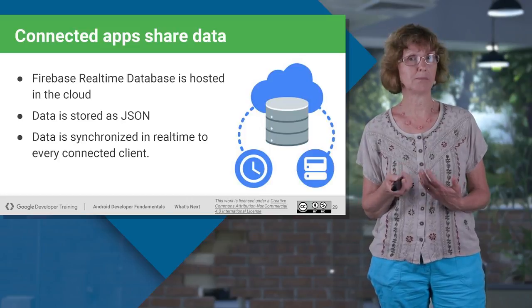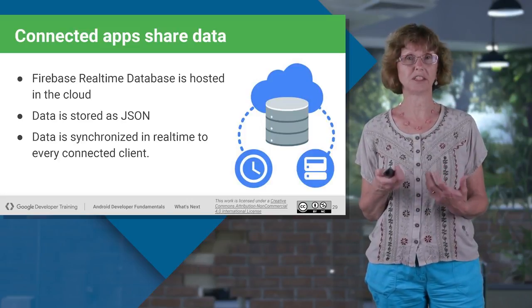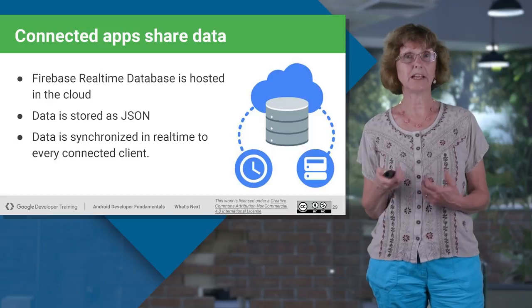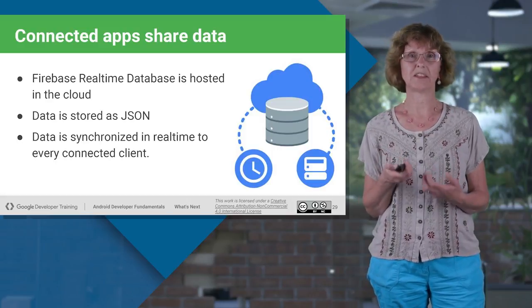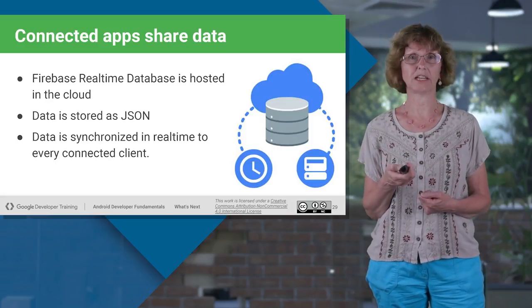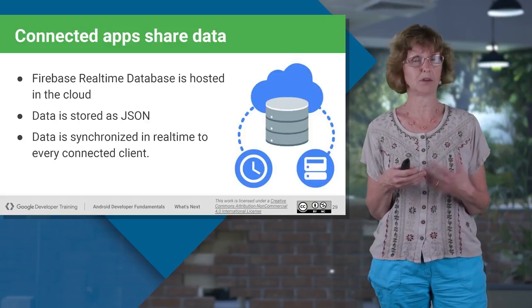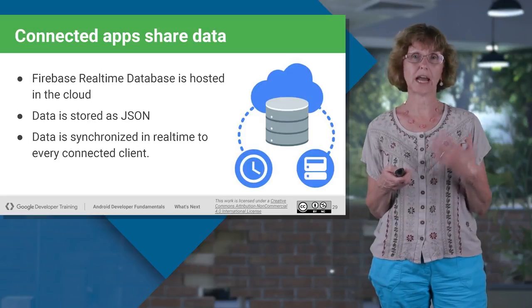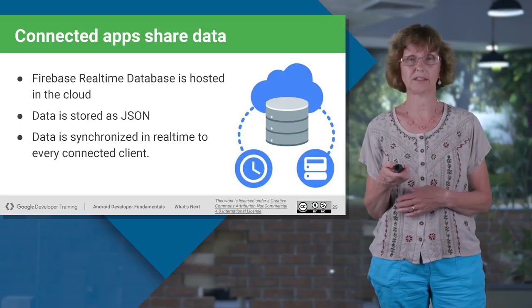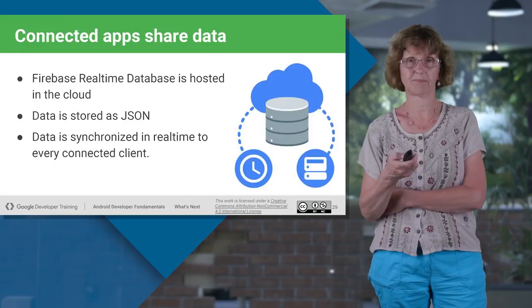So Firebase Real-Time Database, I already mentioned, it's hosted in the cloud. Now, data is stored as JSON, and the data is synchronized in real time to every connected client, whether you're an Android app or a web app or an iOS app. If you've got access to this data, you get synced and you can update the data.